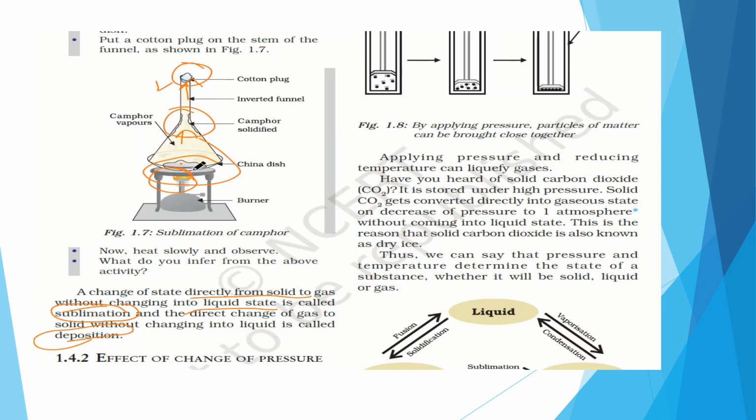So the gas, after heating this camphor, it was being converted to gas. This gas again being cooled, it gets deposited on the side of the funnel. So this conversion of gas directly to solid without conversion into liquid is called deposition. Okay, is it clear to everyone?